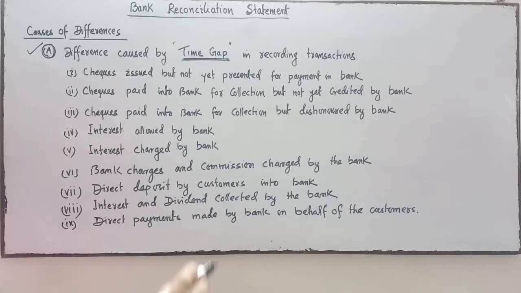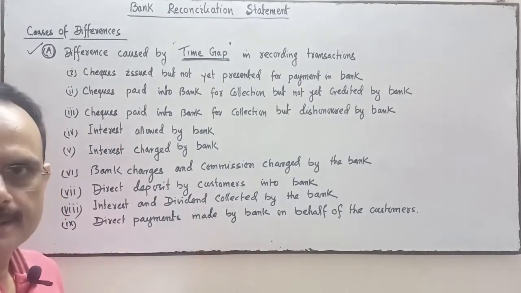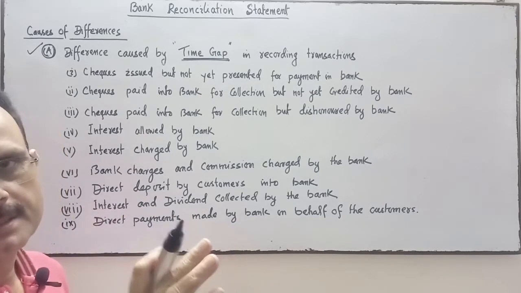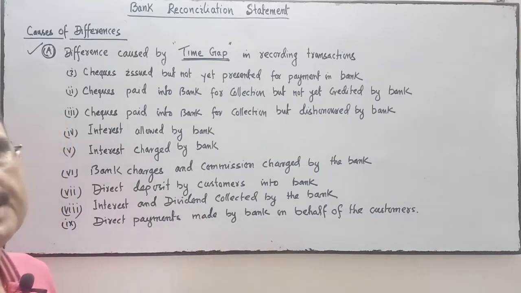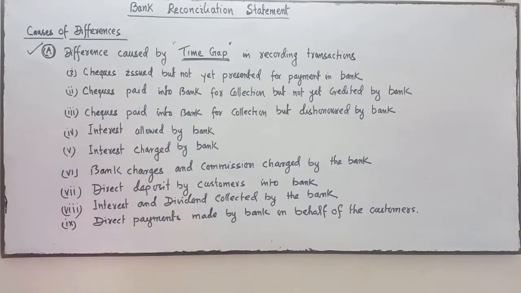Similarly, direct payment made by the bank as per the standing order or the request, the bank has made some payment, but the information regarding that payment is not given by the bank to the customer, then the passbook balance has decreased but the cash book balance is not decreased because it is not recorded in the credit side of the cash book. Is it clear? So these are the certain points.